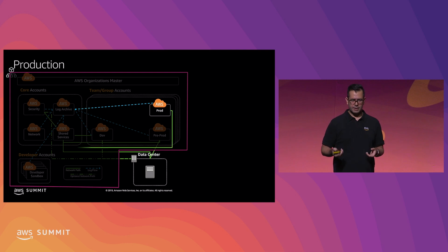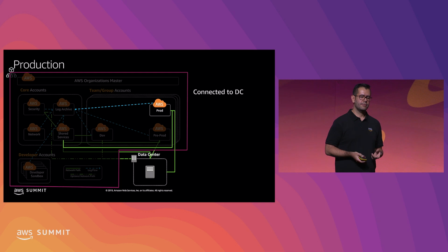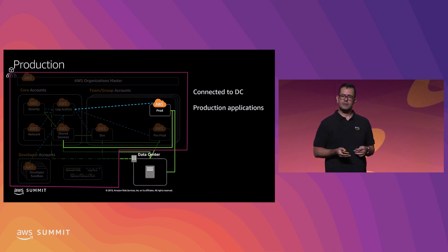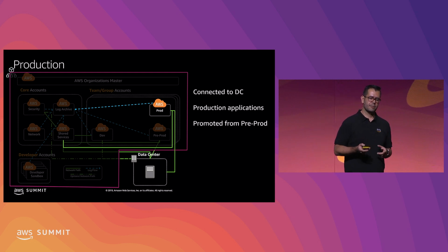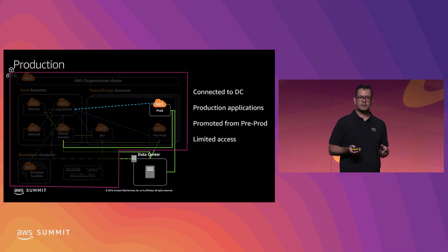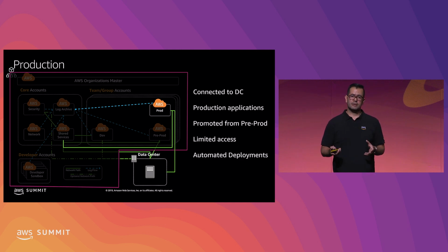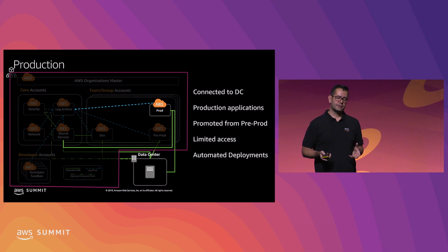And in production, same story, connection to the right places, logs in our centralized location. This is where we will be hosting our production applications. And the only way to actually deploy and get there is by being promoted from pre-prod. Of course, as we move closer to production, there is even more limited access. So maybe our developers won't have any access here, because everything should be done through automated deployments.